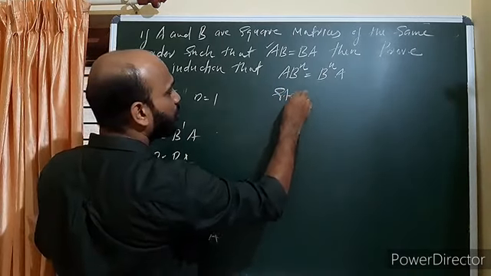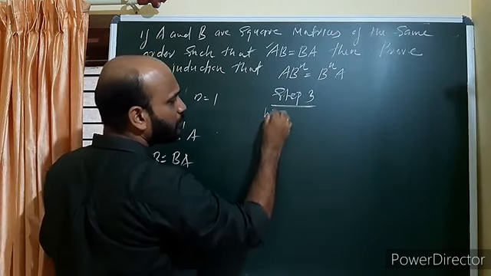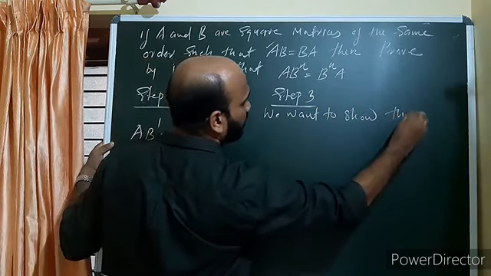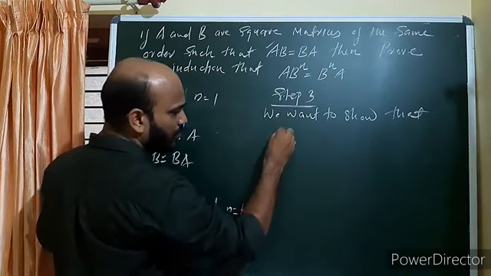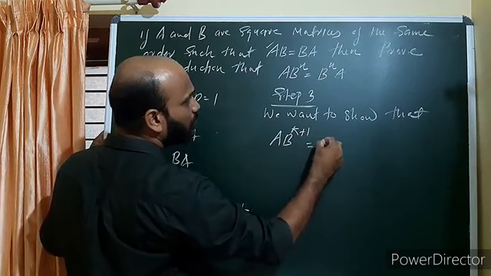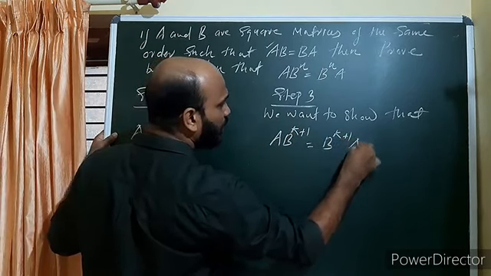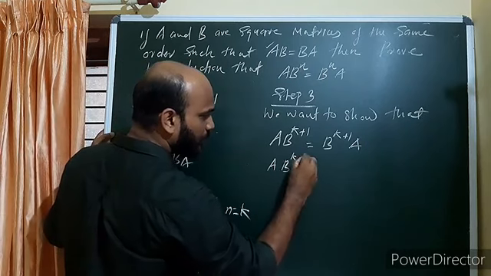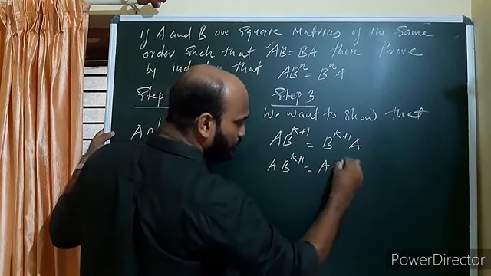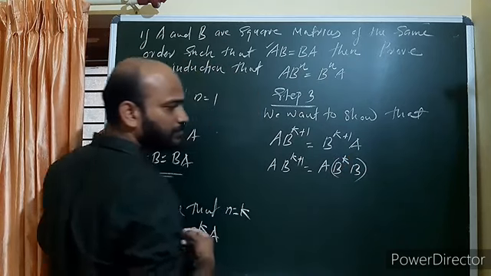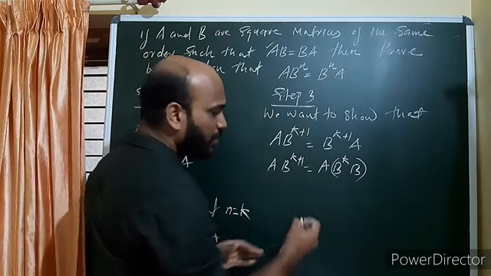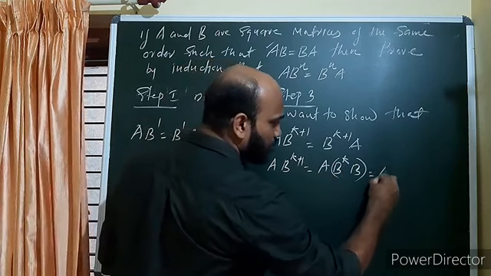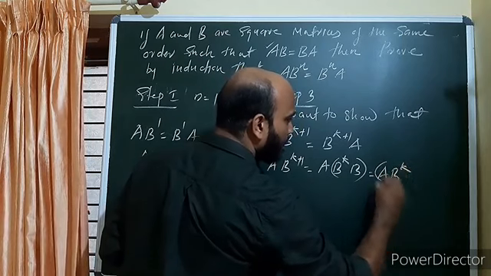Now, step 3. We want to show that it is true for n equal to k plus 1. That means A into B raised to k plus 1 is equal to B raised to k plus 1 into A. Like that you have to prove. So take its left hand side. A into B raised to k plus 1 is equal to A into B raised to k into B. Right. B raised to k plus 1 is B raised to k into B. Now you have to use associative property. So A into B into C equal to AB into C. So by using associative property, we will get A into B raised to k, into B.